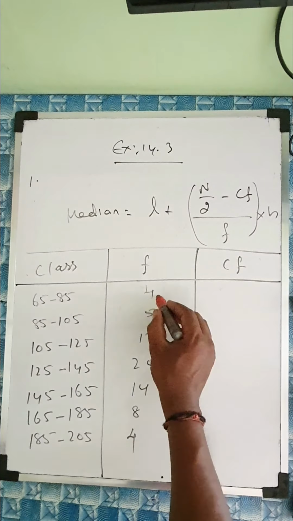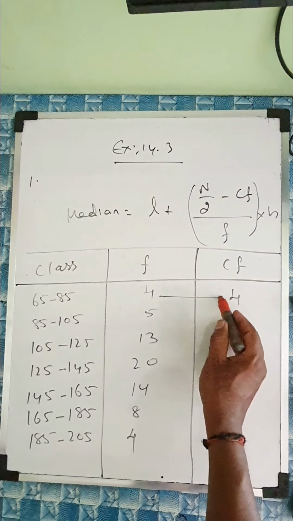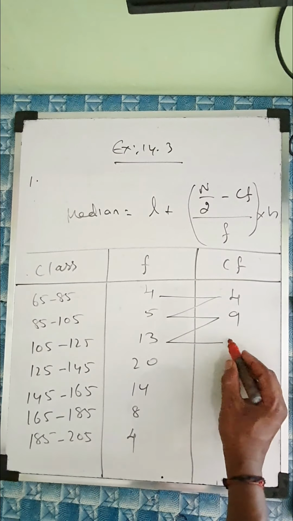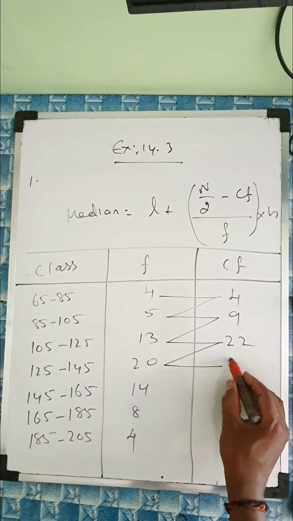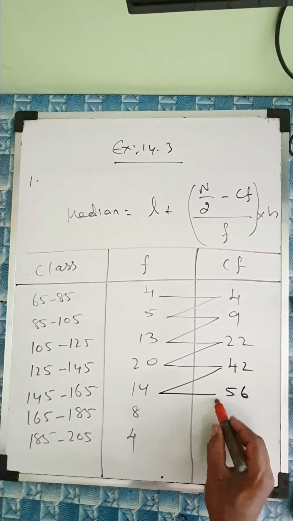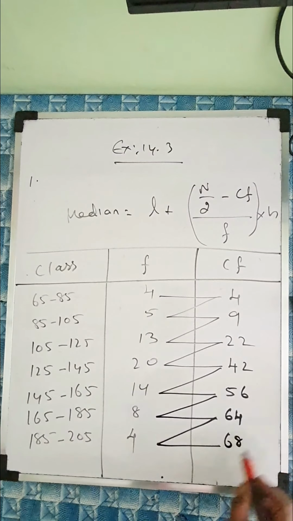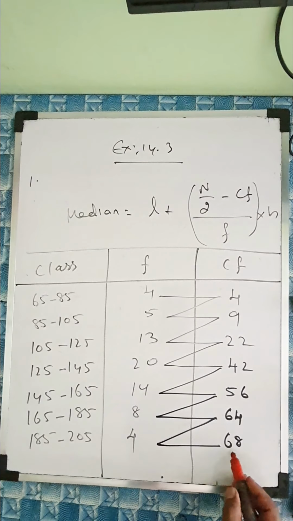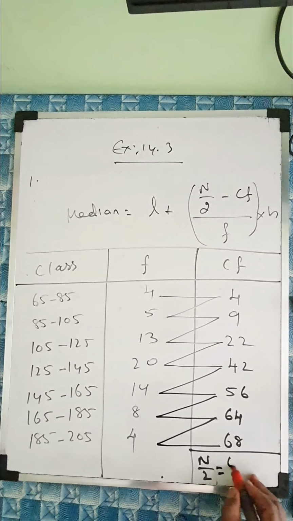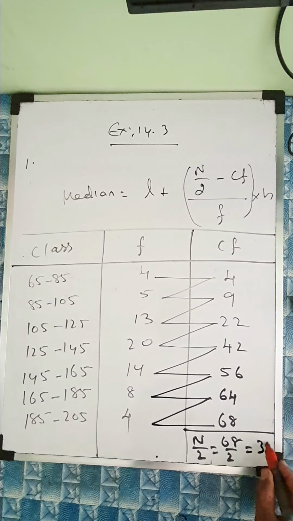Okay, so here we'll take 4 as the first CF, the cumulative frequency we are finding. So CF for 4 is 4 only, and 4 plus 5 is 9. 9 plus 13 is 22. Plus 20 it's 42, plus 14, so it will be 56. If we add again 8 here, 64, and the last one 68. So we got 68 at last, that is the total. So what we'll do here, you write n by 2, so 68 by 2. 68 by 2 is 34.